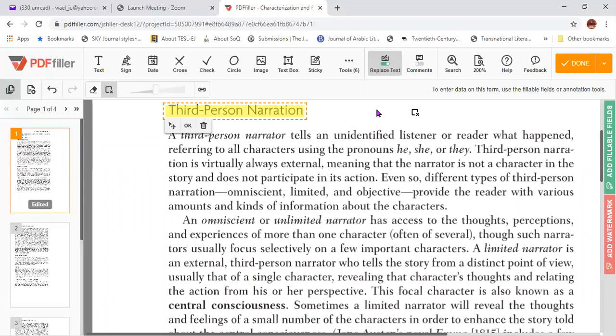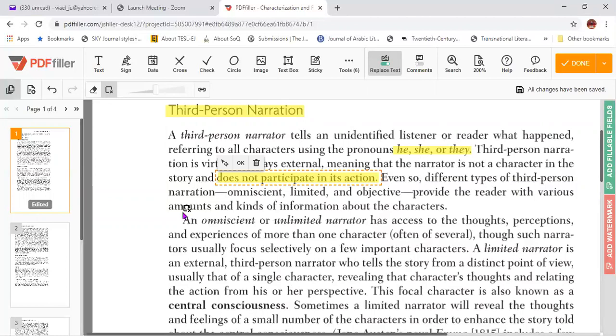information about the characters. So the first thing that we have to understand is that in the third person narrator, when you read a story, you will find the pronoun he or she or they. So whenever you see these pronouns, you know that this narrator is a third person, meaning that this narrator does not participate in the story's action. Because when you use he or she or they, you are not part of the story, and because you're not part of the story, then you are a third person narrator.